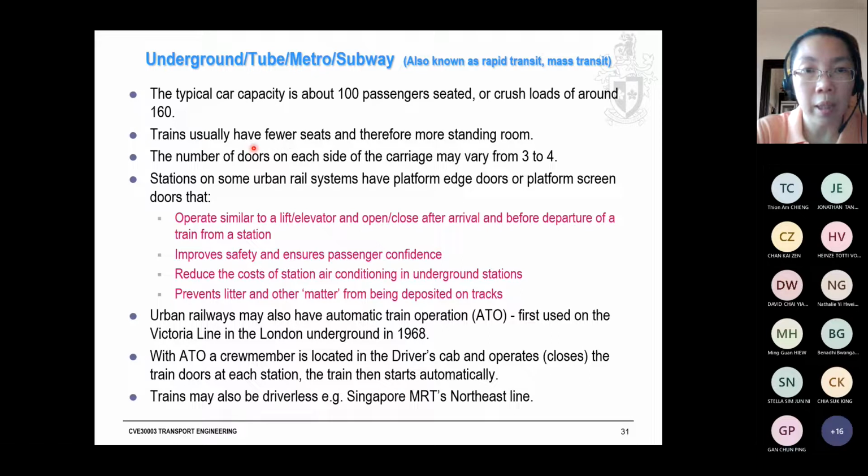Trains usually have fewer seats, more standing room, and among the characteristics also is that the doors on each side of the carriage may vary from 3 to 4 doors. For the stations, you have to have platform edge doors. They operate similar to a lift, open and close after arrival and before departure, improve safety, ensure passenger confidence, reduce the cost of station air conditioning, and prevent litter and other matter being deposited on the track.